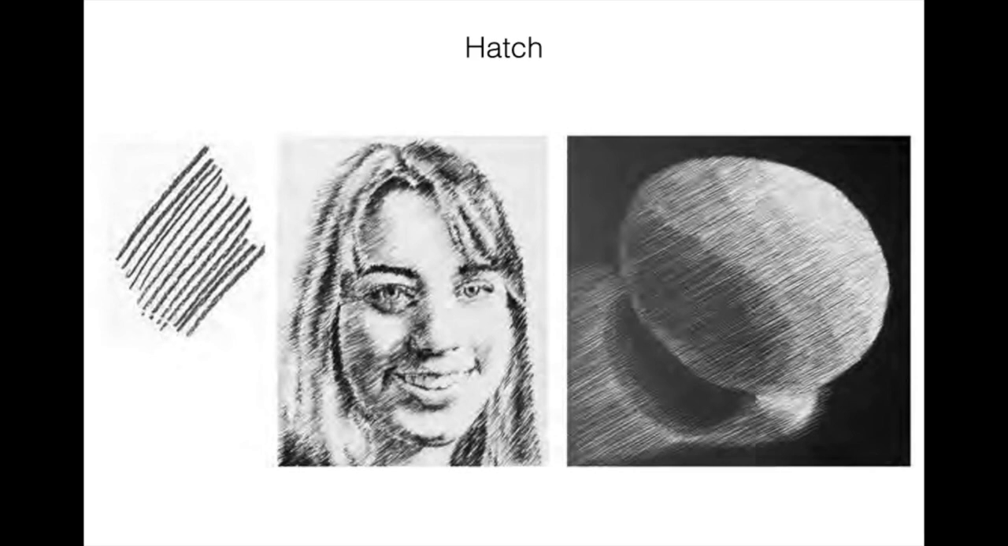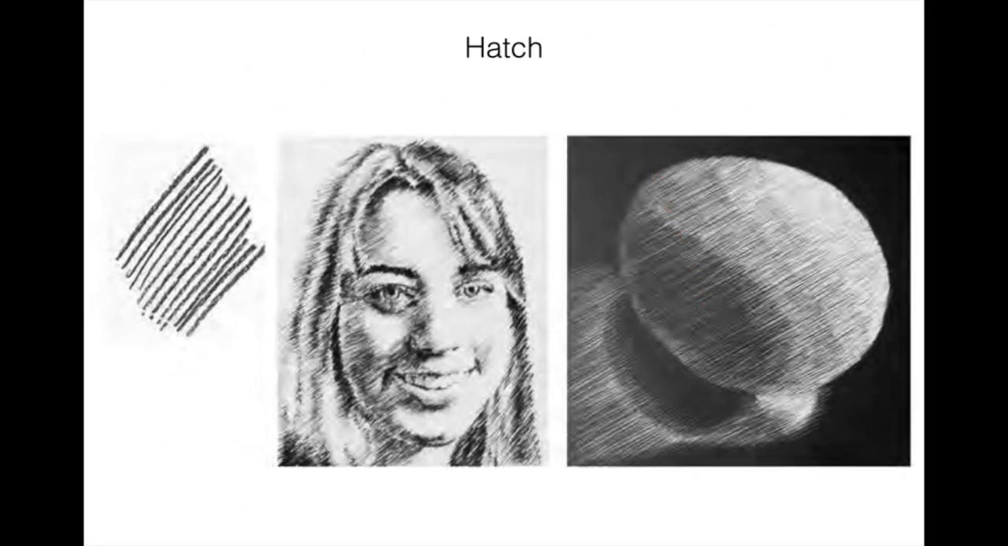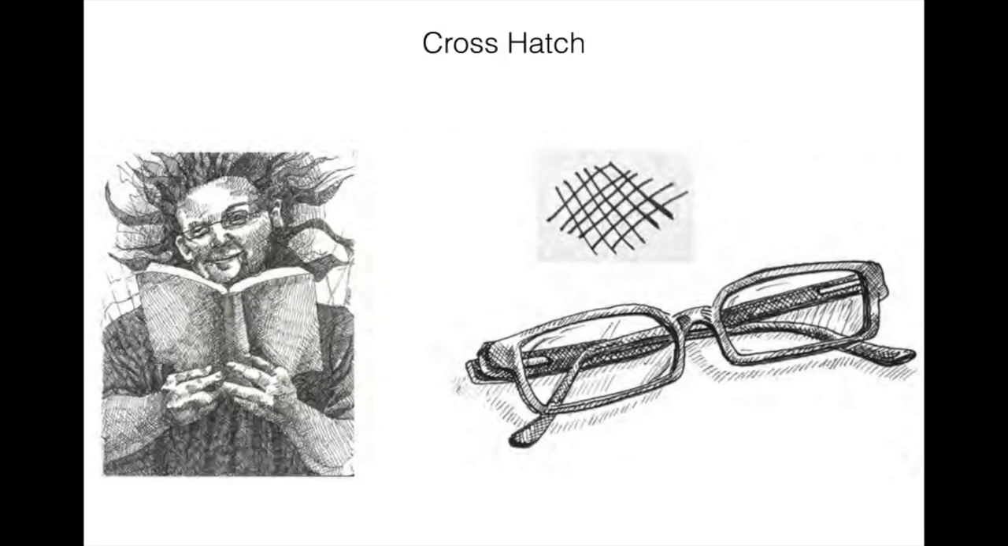So you can tell pretty easily in the egg drawing that the lines in that mid-tone gray are more spaced out, and then in that dark tone gray they're just closer together. So that's the technique for that. Hatch lines all go the same direction and they are straight.